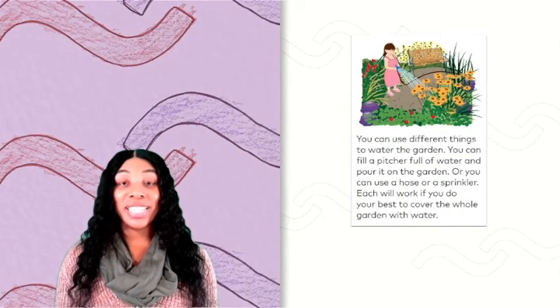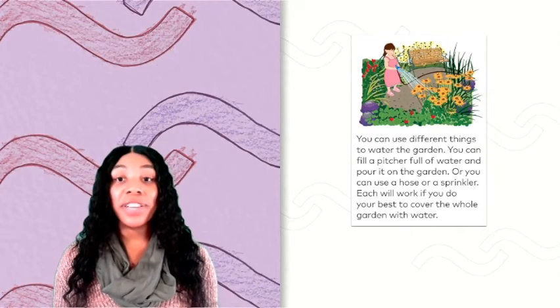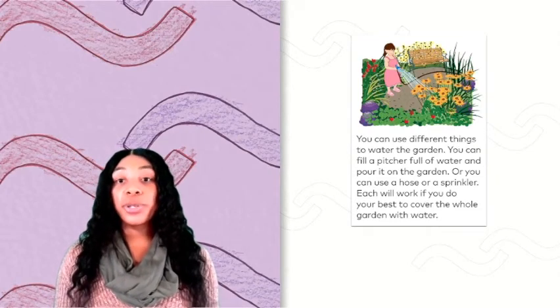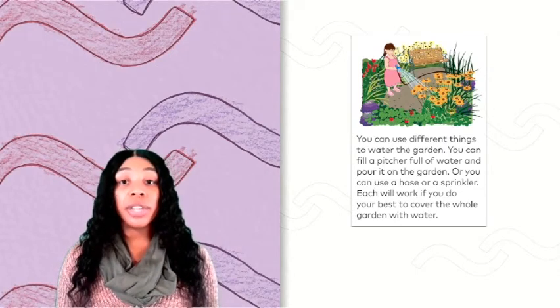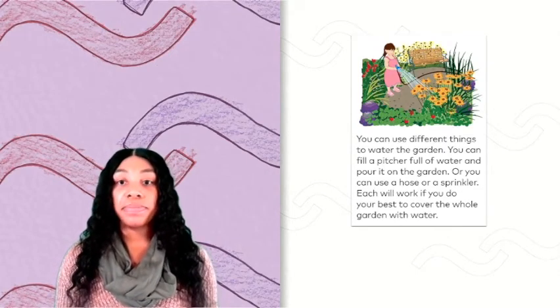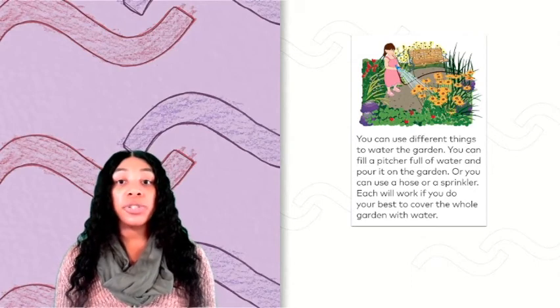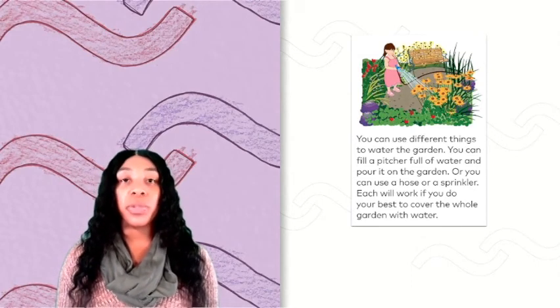Here's our last page. You can use different things to water the garden. You can fill a pitcher full of water and pour it on the garden. Or you can use a hose or a sprinkler. Each will work if you do your best to cover the whole garden with water.